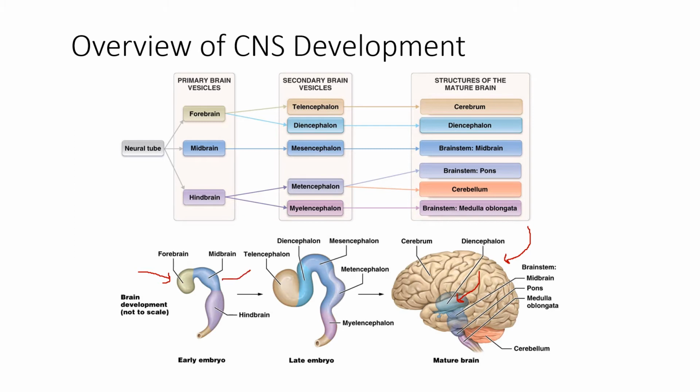This portion of the neural tube is called the midbrain. The midbrain eventually develops to become the midbrain, this kind of pedestal that the diencephalon is sitting on top of, and the midbrain also develops to become part of the brainstem.